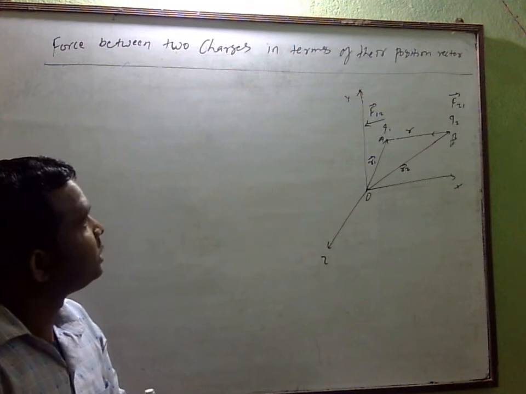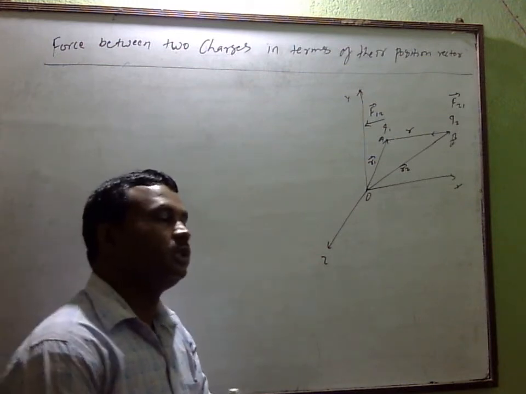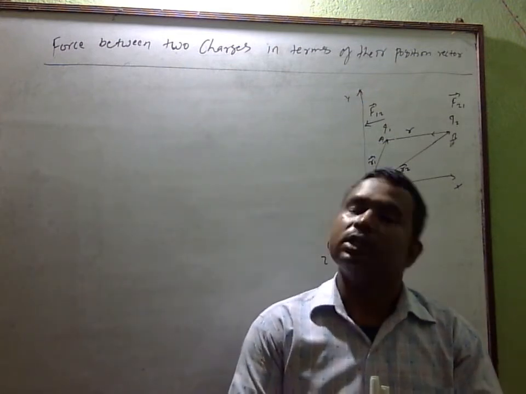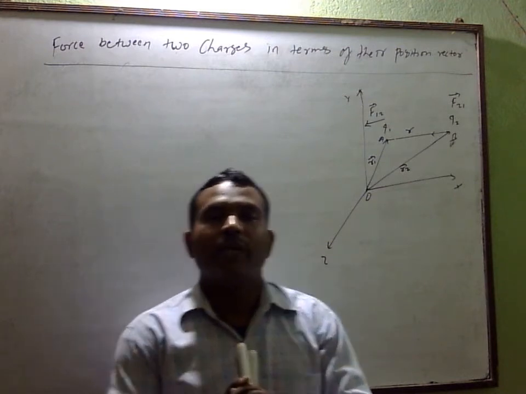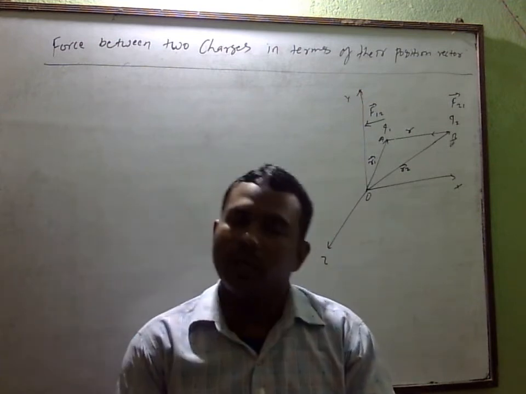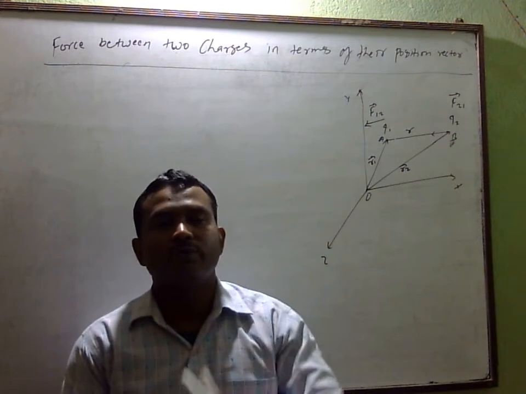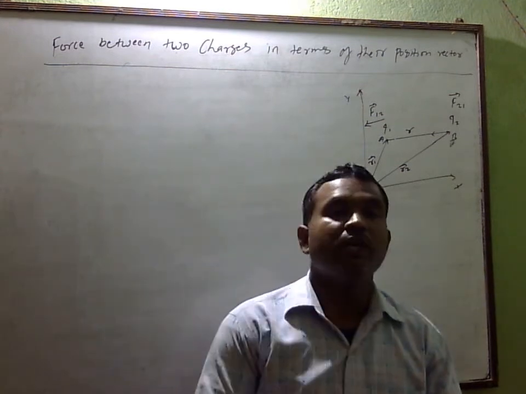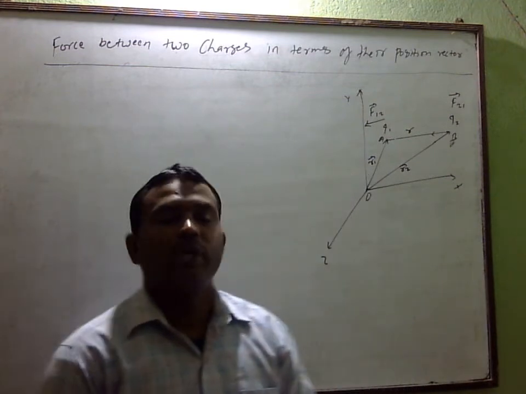In terms of position vectors we have to find the force, and we already got the force with the help of Coulomb's law. What is the formula of Coulomb's law? Simply, F equals 1 by 4 pi epsilon naught q1 q2 by r square. Okay, this is correct. In vector form we also multiply with the unit vector, because that gives the direction.